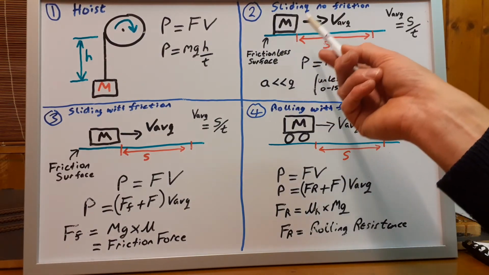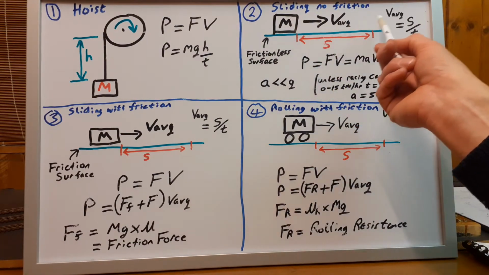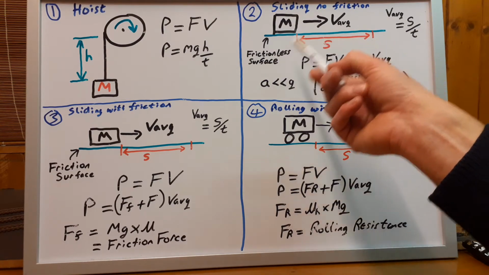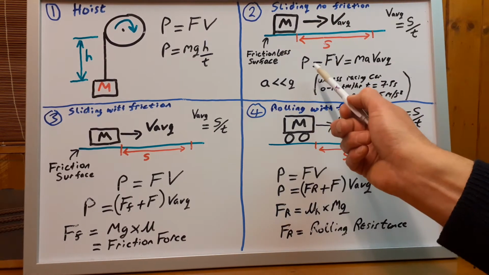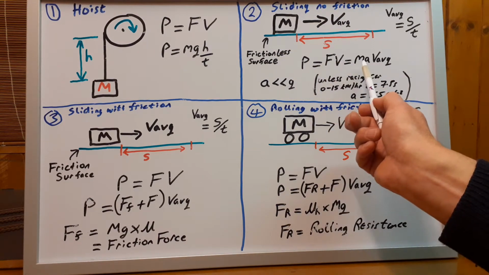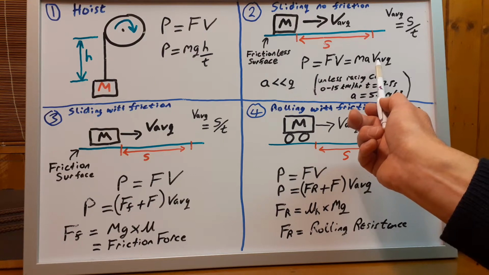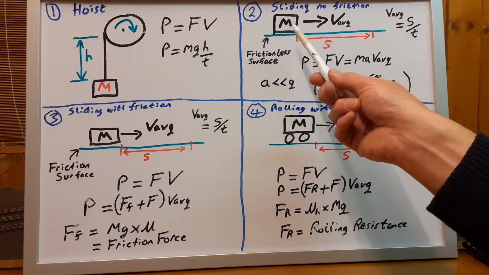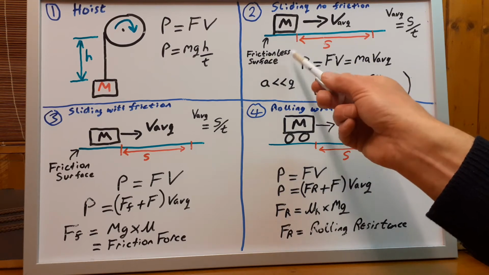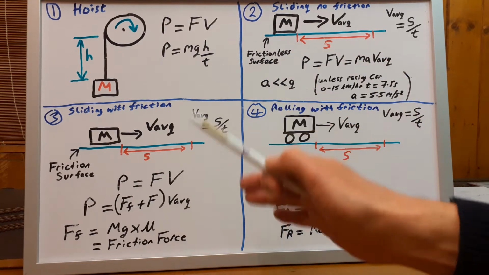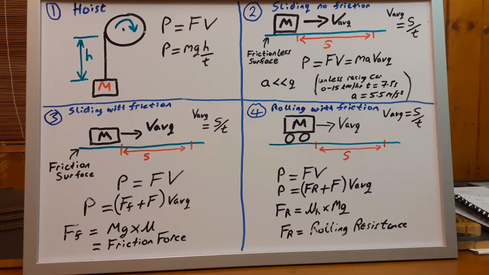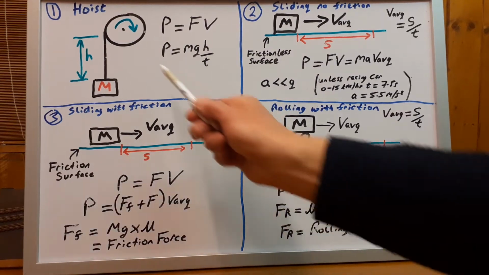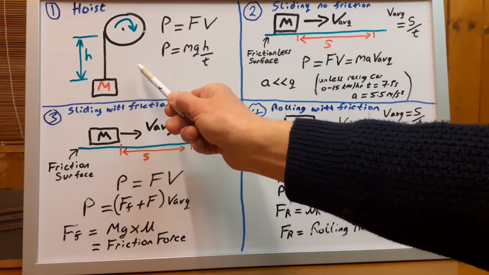The easiest scenario is if you're moving the mass on a frictionless surface with a known velocity v average over a distance s. Your power is equal to force by velocity, your mass by acceleration by the average velocity. Now, unless you're trying to move something really, really fast, and for our projects we're probably moving something at walking pace or so, your value of acceleration is going to be much, much less than g. So this one really is the worst case scenario.